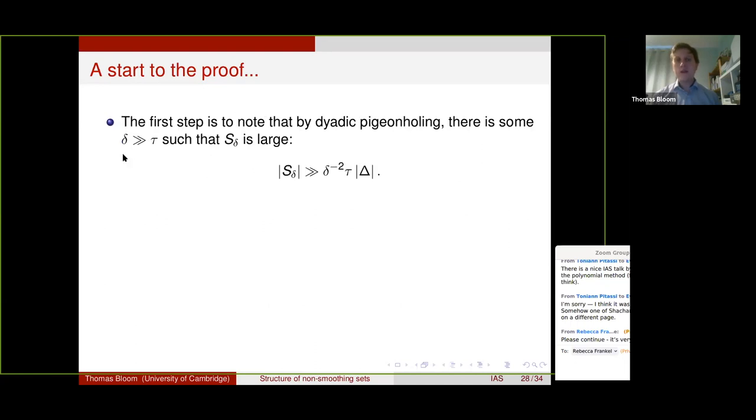The first step is to note that by dyadic pigeonholing on this energy assumption, there is in fact some level little delta, which is at least tau, such that the size of this symmetry set is large. So in particular, S delta is at least little delta to the minus 2 times tau times big delta.